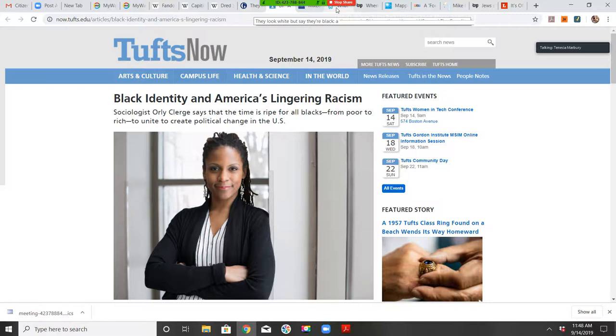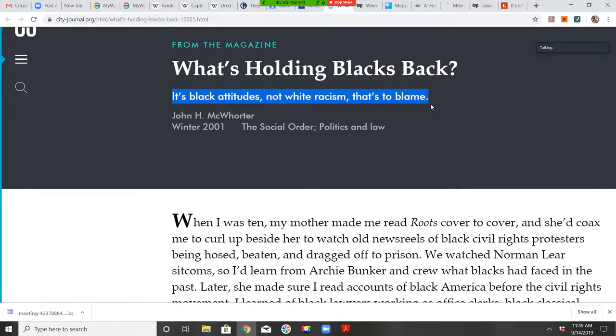Black attitudes. This article says, what's holding blacks back? It's black attitudes, not white racism. That's the blame. We need to change our attitude. We need to change our identity. We need to change the way we approach this country, because we are approaching it like outcasts. We love to be minorities. We love blackness. That is an attitude that should be checked.